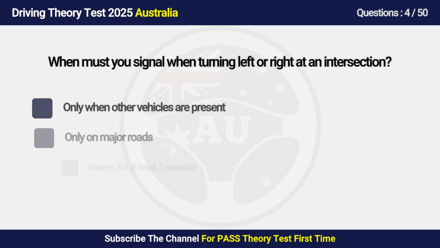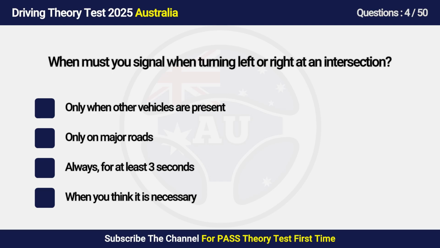Question 4. When must you signal when turning left or right at an intersection? A. Only when other vehicles are present. B. Only on major roads. C. Always for at least 3 seconds. D. When you think it is necessary.